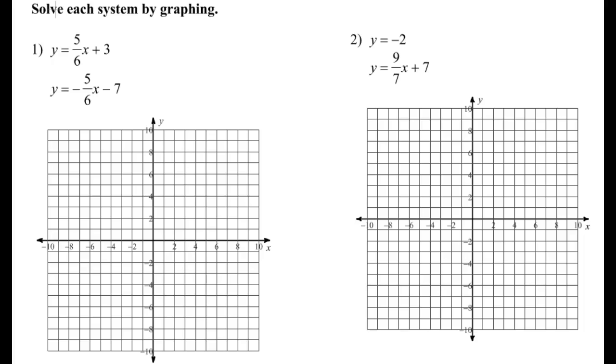Like on the first one, we can start at 3, go to positive 3. Okay. Go up 5, right 6. So 1, 2, 3, 4, 5. Right 6. 1, 2, 3, 4, 5, 6. Okay. Draw a nice straight line.